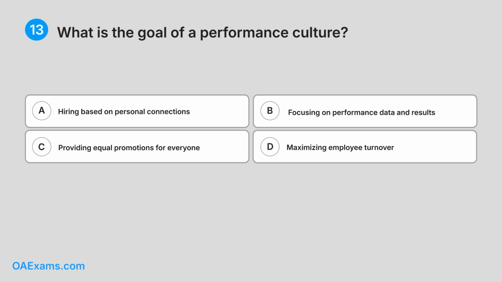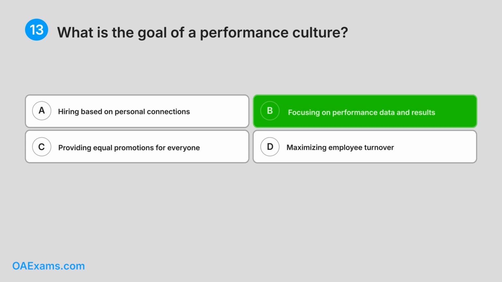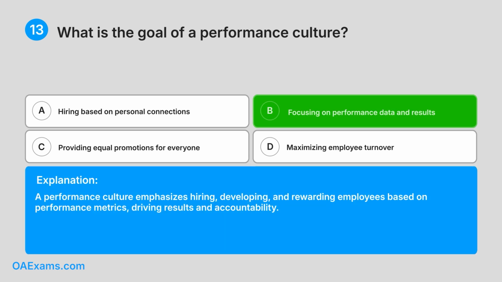Correct answer. B. Focusing on performance data and results. Explanation. A performance culture emphasizes hiring, developing, and rewarding employees based on performance metrics, driving results and accountability.